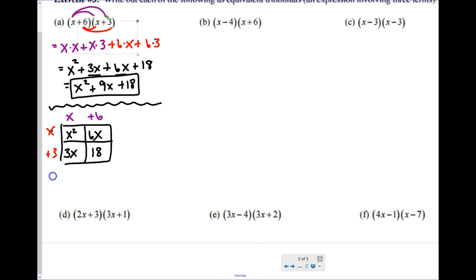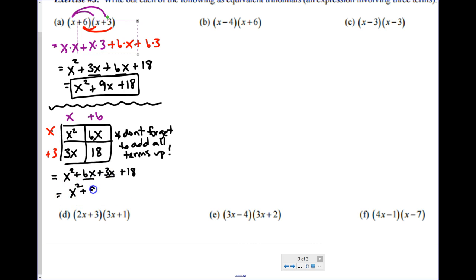Now I have to add them all up, so I get x squared plus 6x plus 3x plus 18. I'm going to write a little note here that says don't forget to add all terms up. Then I have to combine like terms. I see a 6x and a 3x, which gives me 9x. And again, notice I got the exact same answer I got when I did double distribution when I used the area model.